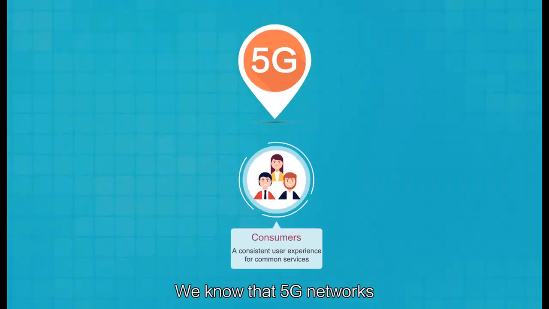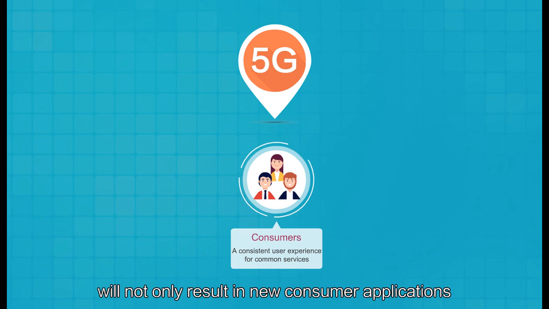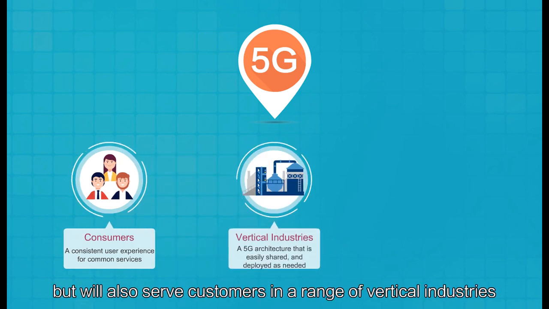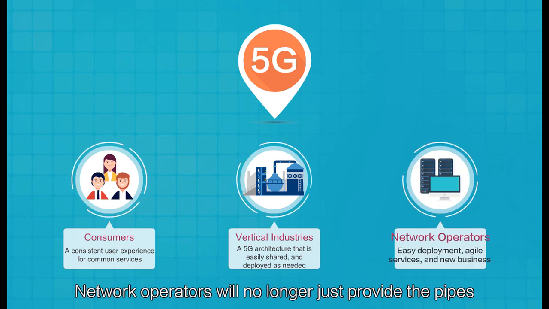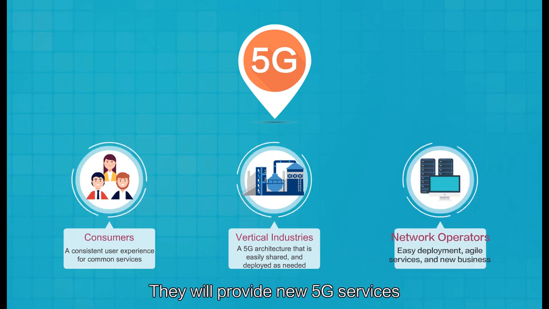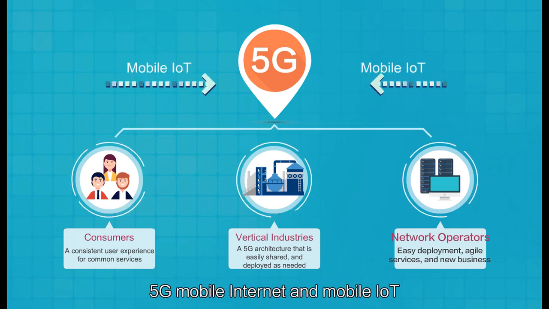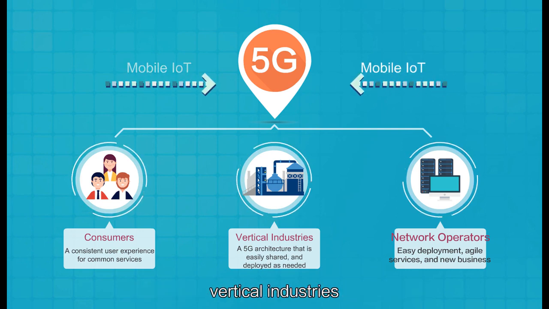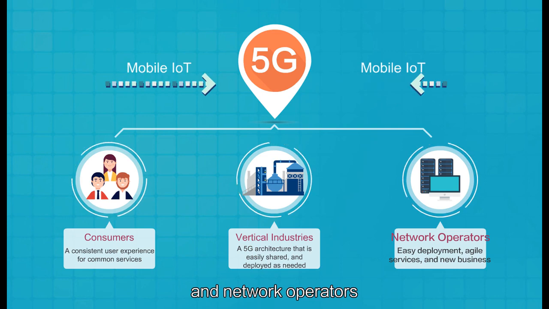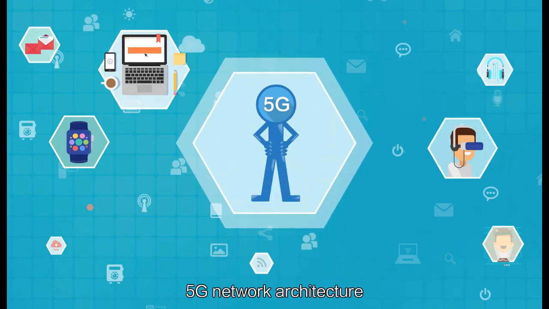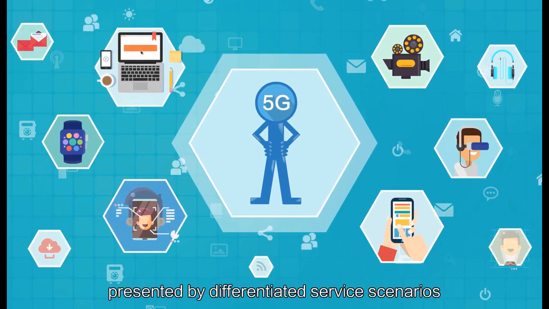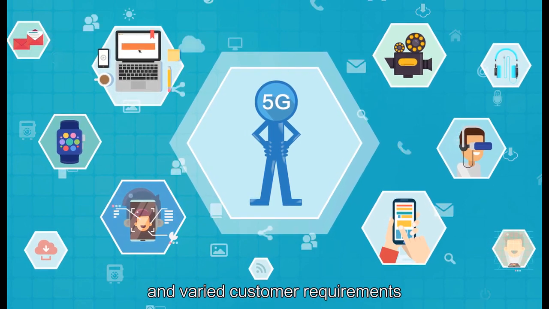We know that 5G networks will not only result in new consumer applications, but will also serve customers in a range of vertical industries. Network operators will no longer just provide the pipes. They will provide new 5G services. 5G mobile internet and mobile Internet of Things will form a unified platform for consumers, vertical industries, and network operators. 5G network architecture will have to flexibly adapt to the challenges presented by differentiated service scenarios and varied customer requirements.